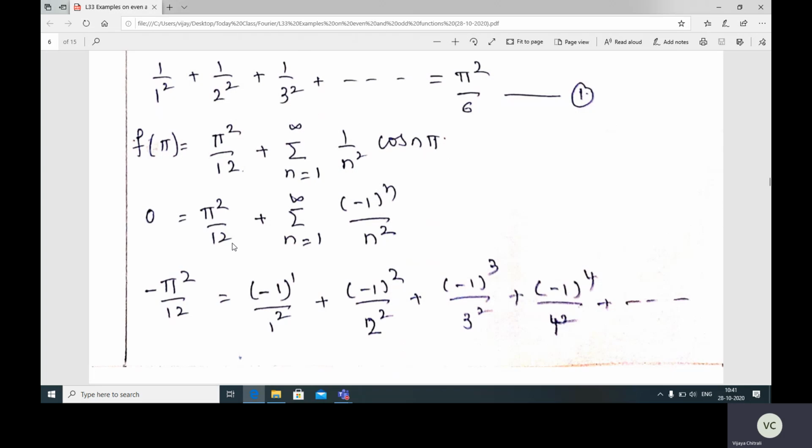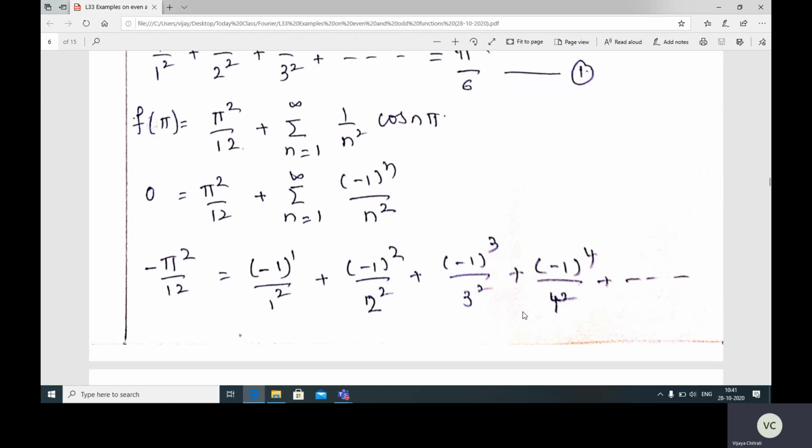Take this pi square by 12 from RHS to LHS. So minus pi square by 12 is equal to minus 1 raised to 1 divided by 1 square, substituting n is equal to 1, 2, 3 and so on, and summation is there, plus minus 1 raised to 2 divided by 2 square plus minus 1 raised to 3 divided by 3 square plus minus 1 raised to 4 divided by 4 square plus so on.